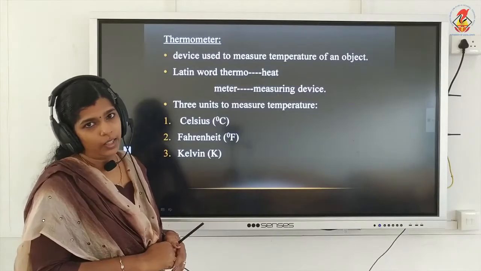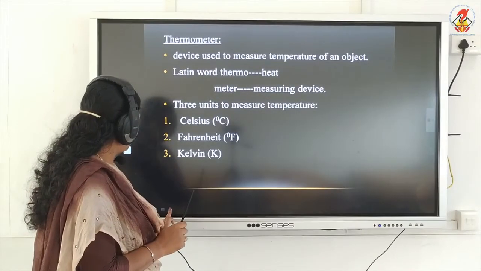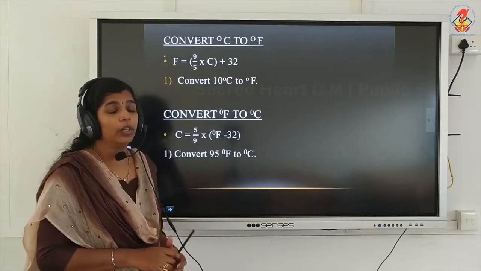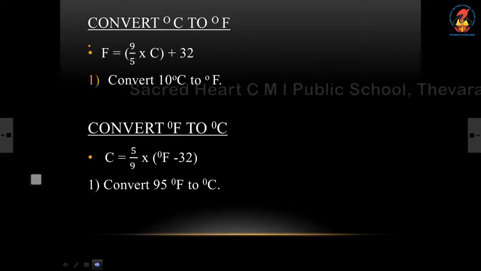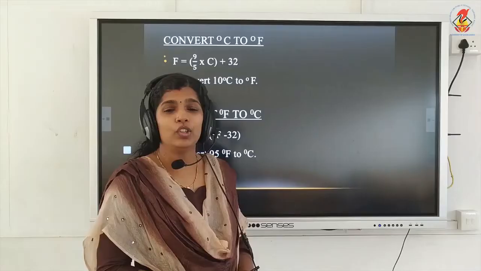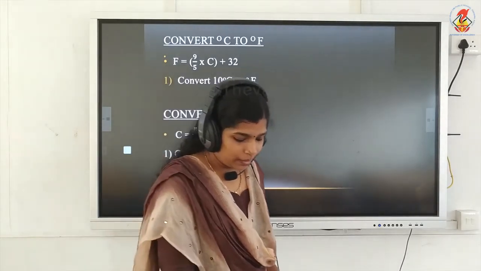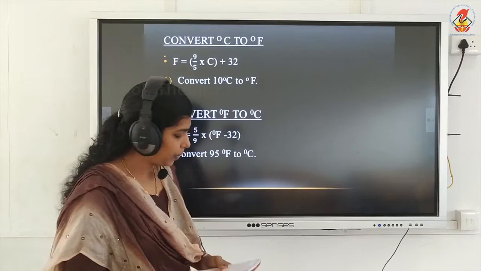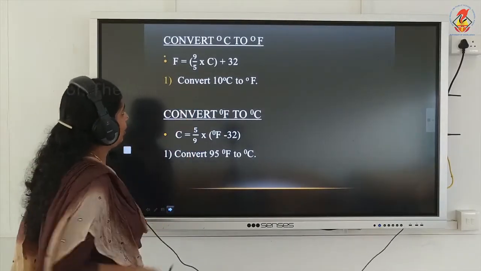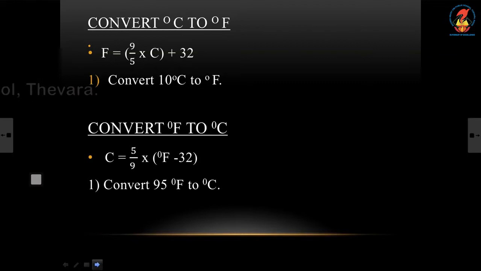Now we will do two problems: how to convert degree Celsius to Fahrenheit and Fahrenheit to degree Celsius. The questions are already given. Convert 10 degrees Celsius to Fahrenheit, and the second one is convert 95 degrees Fahrenheit to degree Celsius. So we will do both of these.